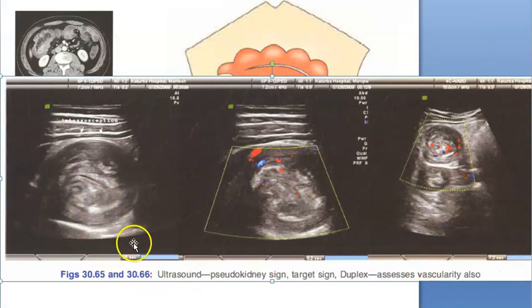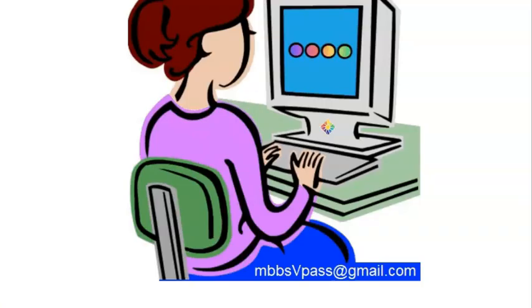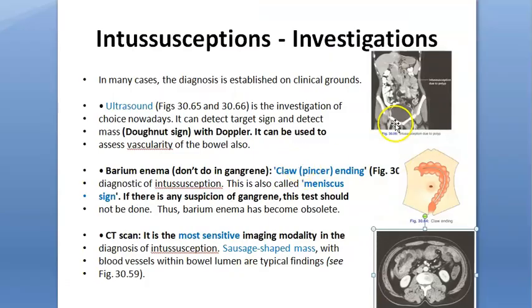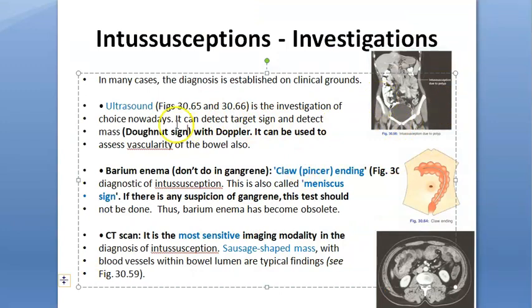Ultrasound: pseudo kidney sign, target sign, duplex, assess vascularity also. So yes, we can see they have assessed vascularity. You can see the red and blue dots. But okay, just tell in the exam you have to write this. You will do ultrasound, which we have not put an image actually.